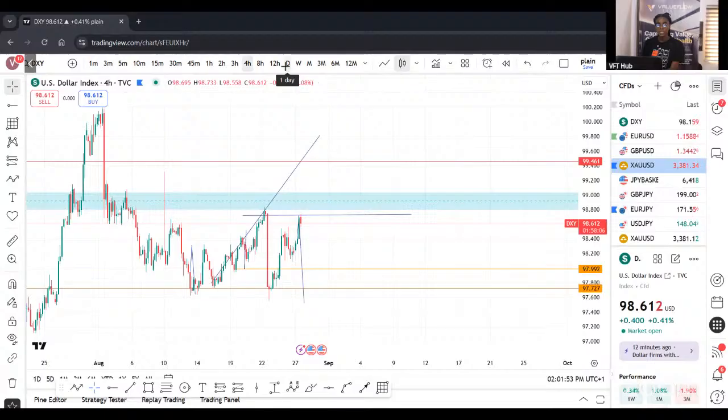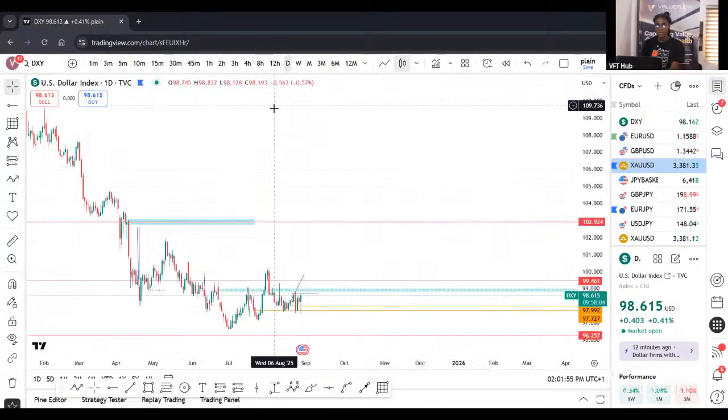Staying on the daily time frame again, I am speculating that the dollar may buy into this other block because the high right here at 98.902 has been broken and we have seen a retest. So what we may be seeing is even more push to the upside for the dollar.